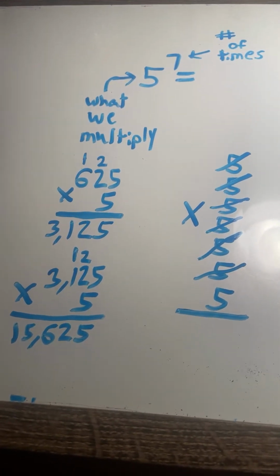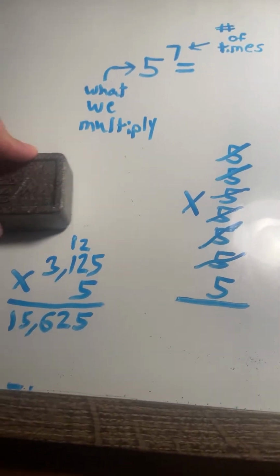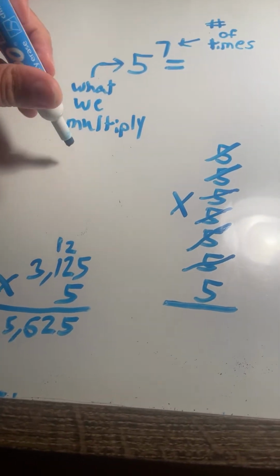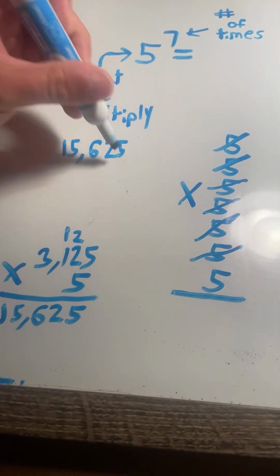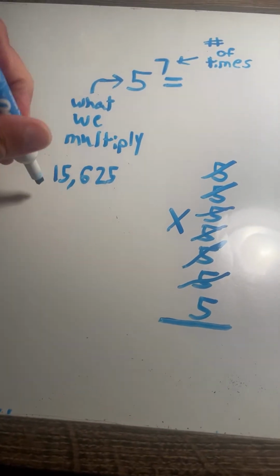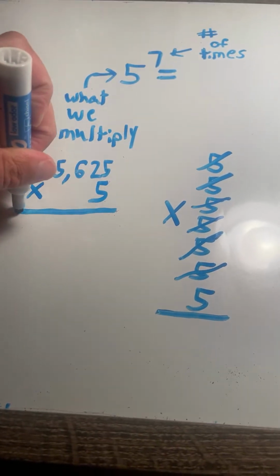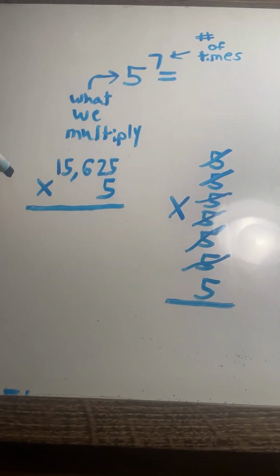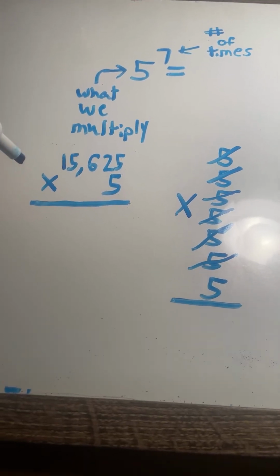So now we have to multiply 15,625 times 5. Before I finish erasing, I'm going to write the number so I don't forget it. Once we solve this problem, we'll have multiplied the number 5 7 times. And we'll have our answer for 5 to the 7th power.